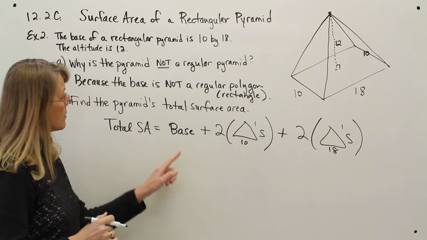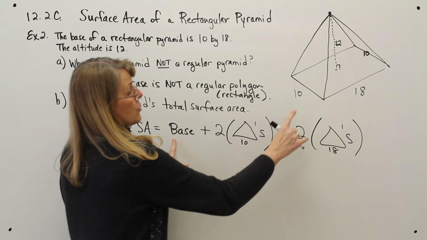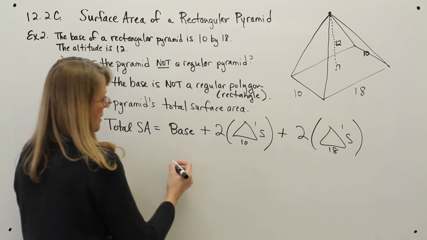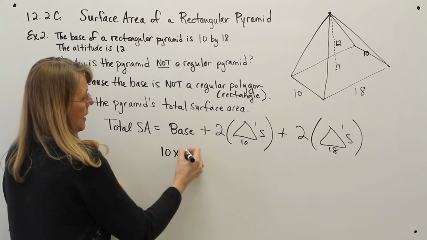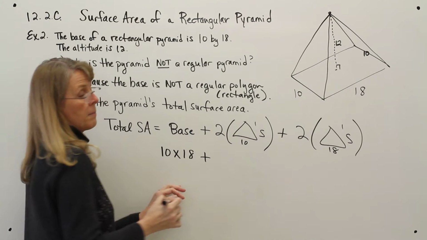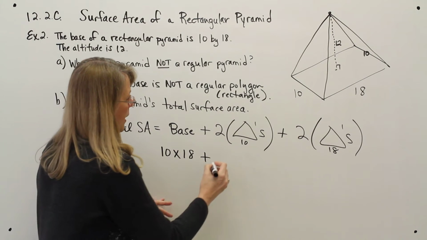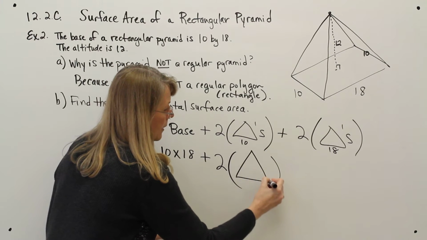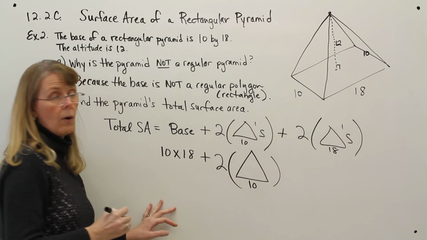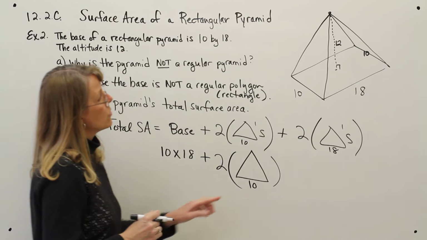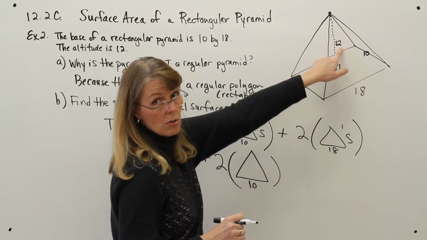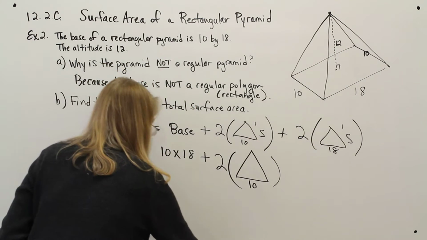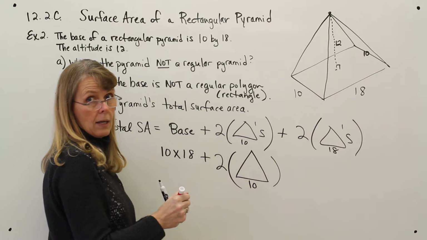Okay. Let's start with the base. That should be easy enough to do. It's a rectangle, so I'm just going to say that is 10 times 18 plus. Now I've got to work on this triangle, so I'm going to draw that triangle for us separately here. And all I know right now is that that is 10. So I'm going to have to somehow use this 12 to help me get the area of this triangle.